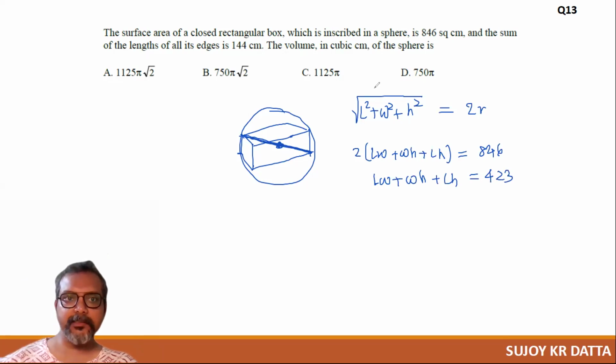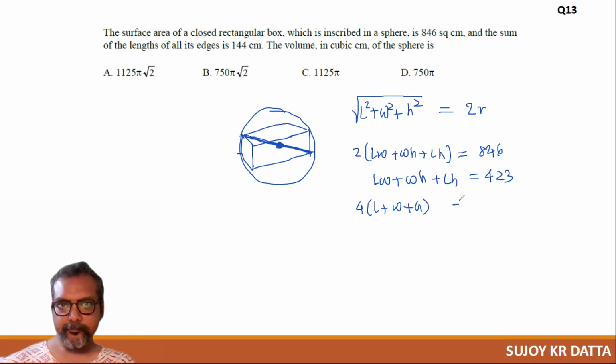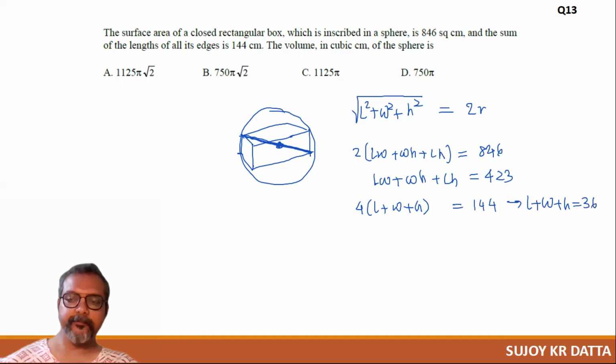And the sum of the edges is 144. So now if you look at this, every edge will come 4 times. So we have 4 times. So that means we have length plus width plus height to be 36.